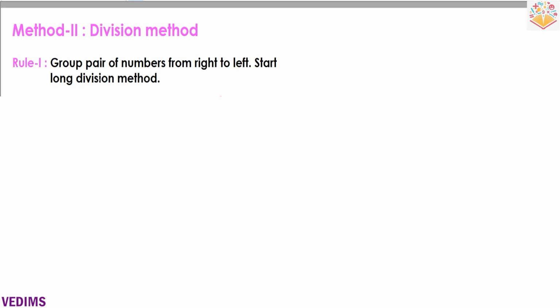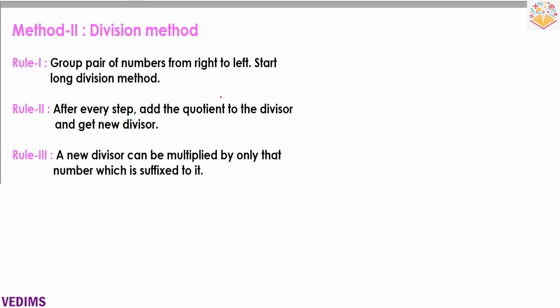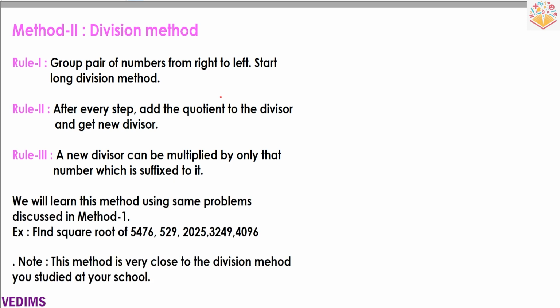First rule is group a pair of numbers from right to left. Start the long division method. After every step, add the quotient to the divisor and get a new divisor. A new divisor can be multiplied by only that number which is suffixed to it. We learn this method using the same problems discussed in method 1. This method is very close to the division method you are studying at school.